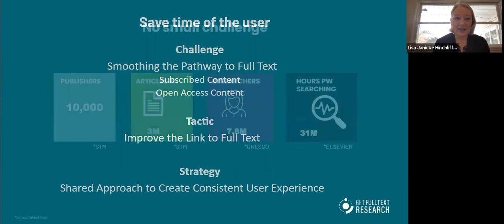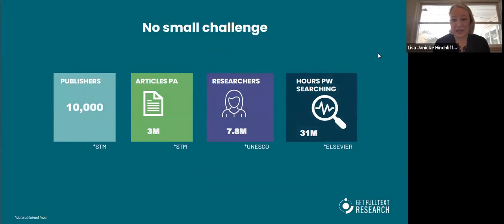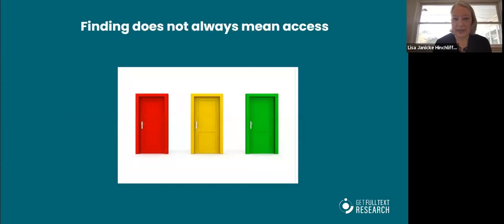If we take the next slide, we'll see that this is no small challenge. Honestly, this slide potentially even understates the issue. We have different data sources here, so we all know the challenge of doing that. But as a simple example, we've got 10,000 publishers and 3 million articles a year. Who knows how many researchers, but we estimate, at least in the formal role, 7.8 million. And the hours spent searching, at least according to Elsevier's data on their site, is 31 million. So there's a lot of time that people are putting in, lots of content, lots of people, and we want all of them to have a better experience.